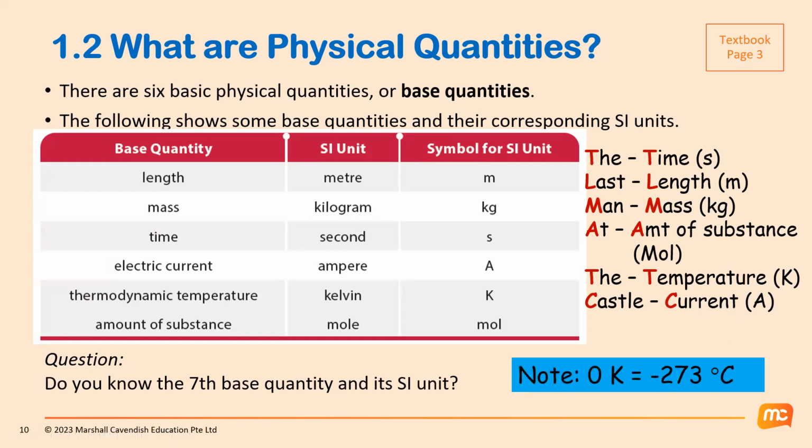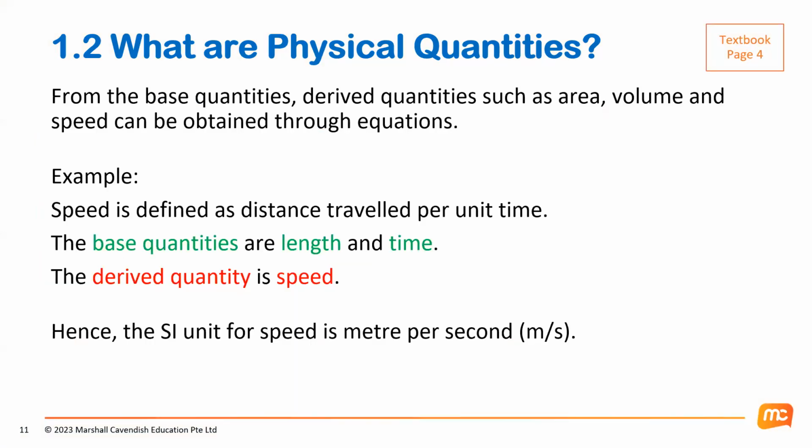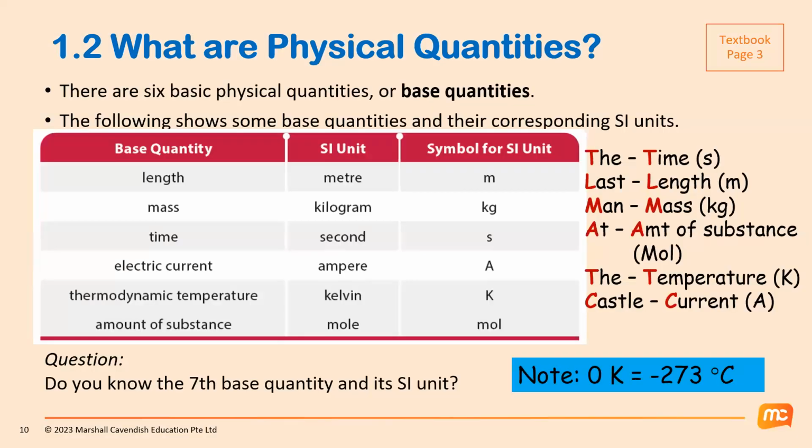This one in the blue box is not compulsory, but just for your general knowledge. 0 Kelvin corresponds to minus 273 degrees Celsius. So if you are at 0 degrees Celsius, you are actually at 273 Kelvin. Next, but not all quantities are represented by these 6 base quantities.